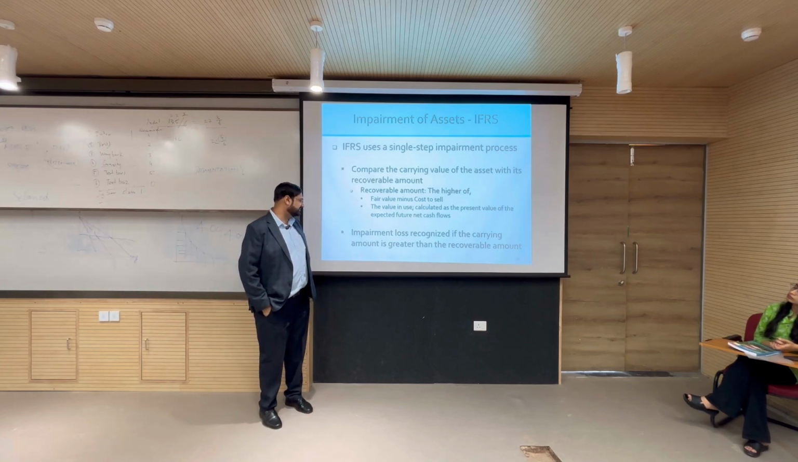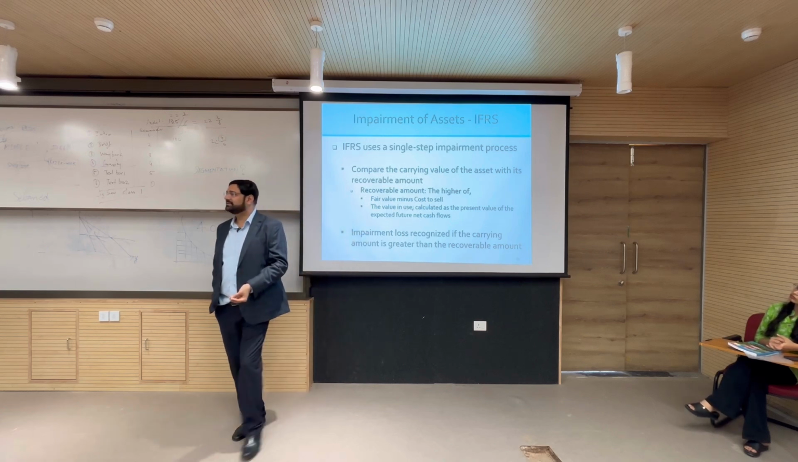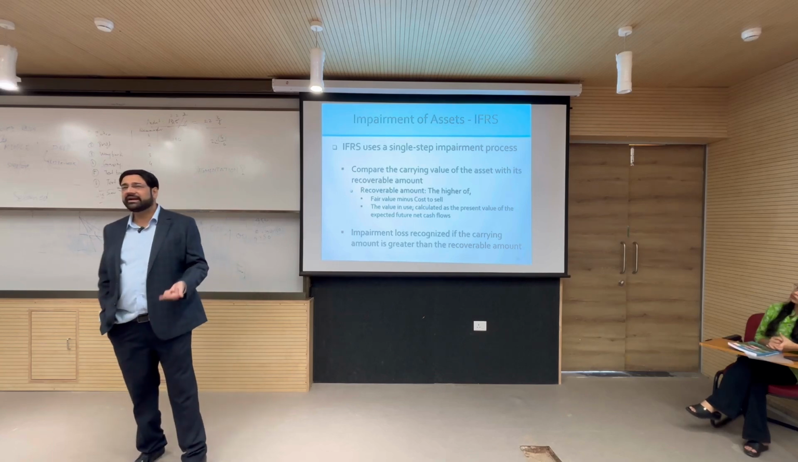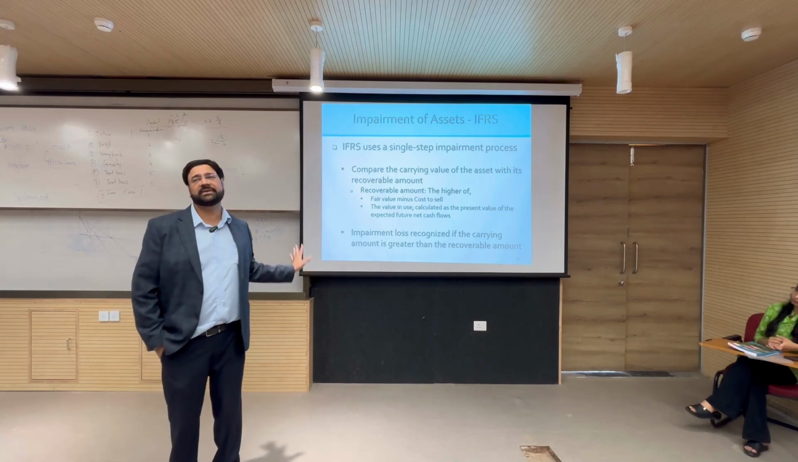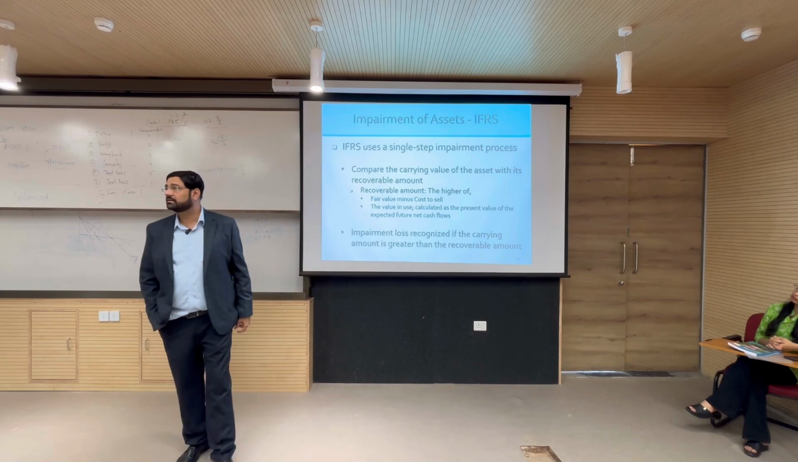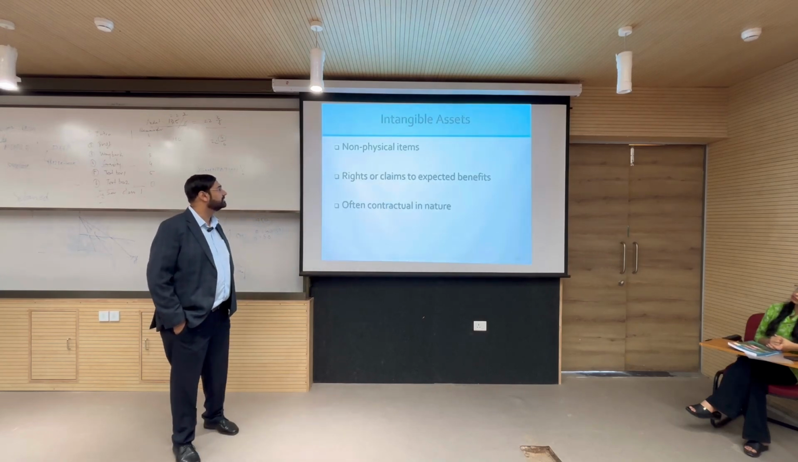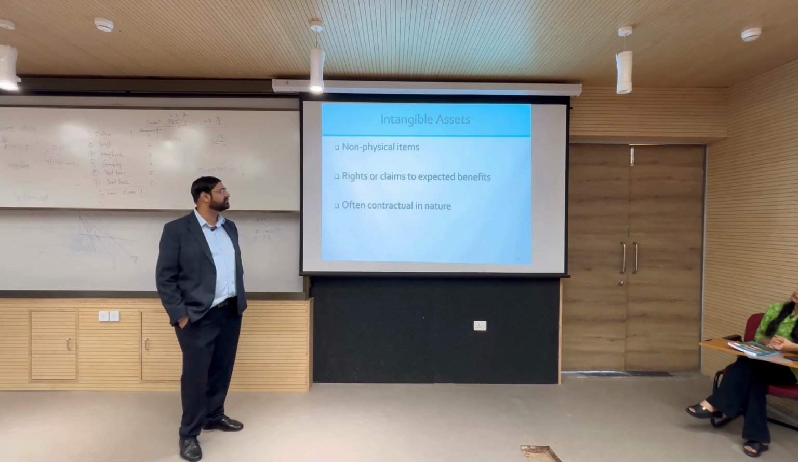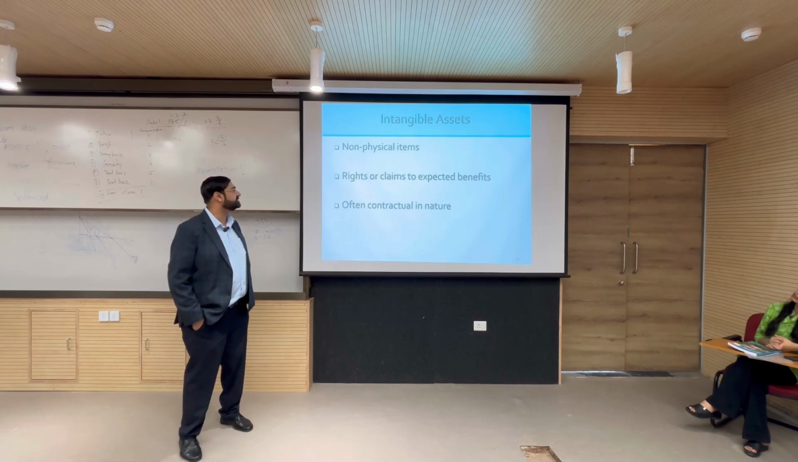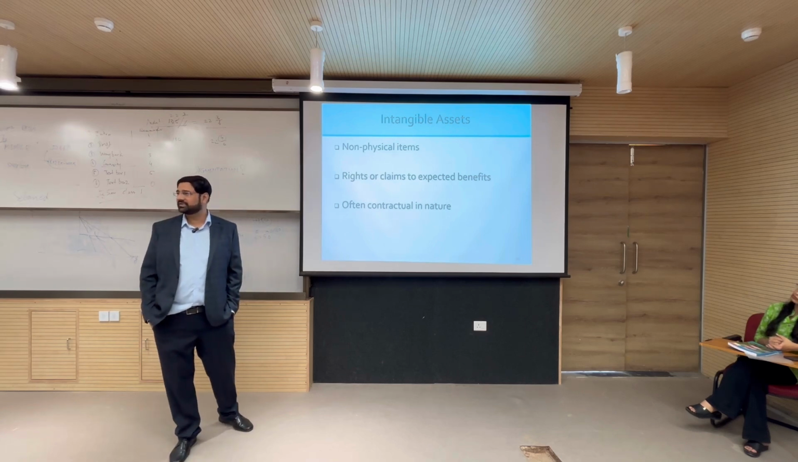Impairment loss is recognized if the carrying amount is greater than the recoverable amount. Both is clear, right? If the cost price is higher than the selling price, then there is a loss. The same principle applies. Next, intangible assets. Yeah, we know what are intangible assets. They are non-physical rights or claims to expected benefits, often contractual in nature. So, these are patents, copyrights, trademarks, all those things, right. Next.